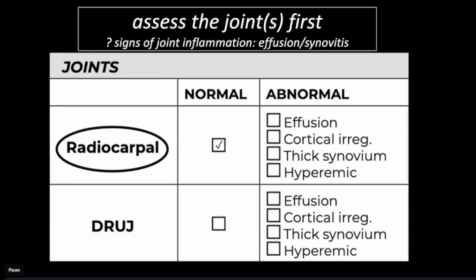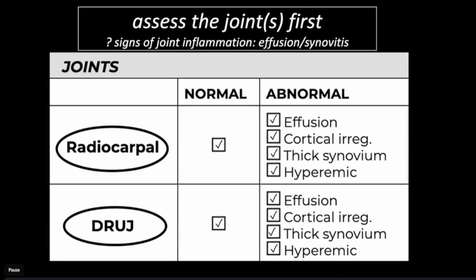We look at the radiocarpal joint. We can decide if it's normal or maybe there's something we want to tick off in the box. Distal radioulnar joint, same thing, looking for specific things.